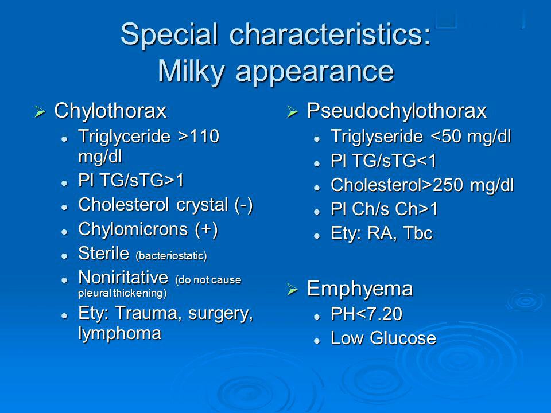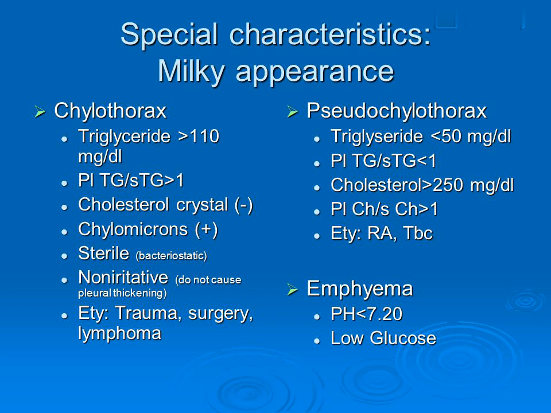Pseudochylothorax: triglyceride less than 50 mg/dl, pleural/serum triglyceride less than 1, cholesterol greater than 250 mg/dl, pleural/serum cholesterol greater than 1. Causes: rheumatoid arthritis, tuberculosis, empyema. pH less than 7.20, low glucose.